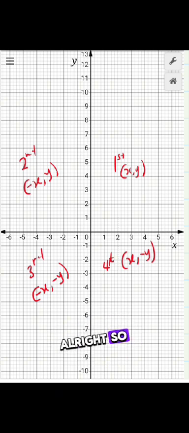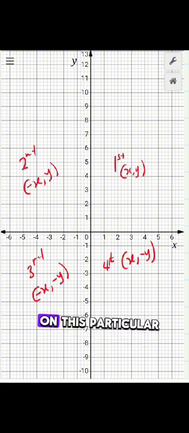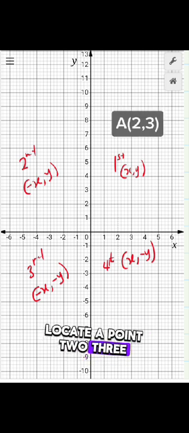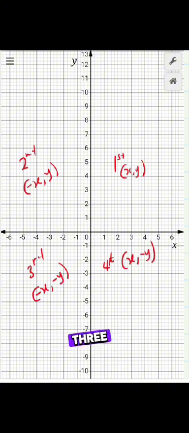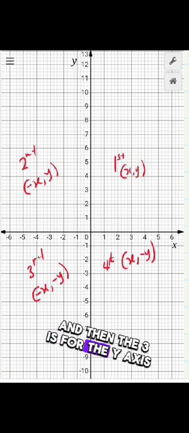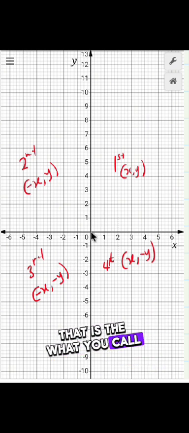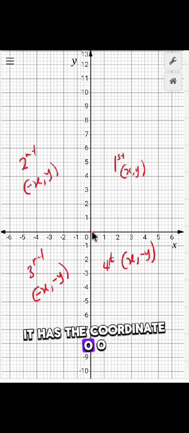All right, so how do you locate points on this particular plane or graph? Let's say we want to locate a point 2, 3. Let's call that point A. Here the 2 is for the x axis, and the 3 is for the y axis. We start from where the 0 is, which is called the origin. It has the coordinate 0, 0.